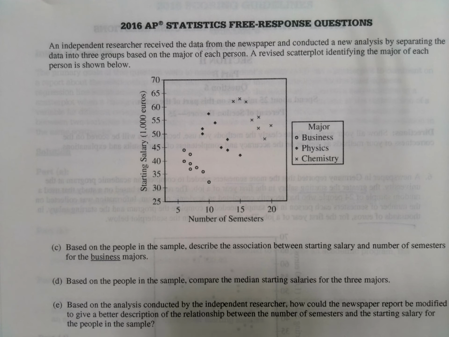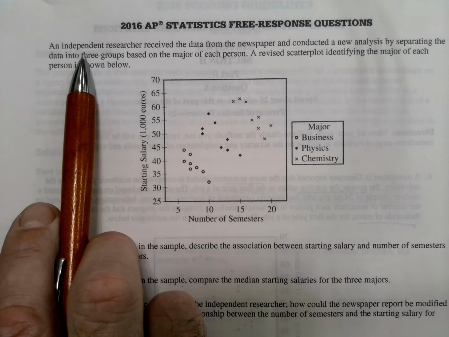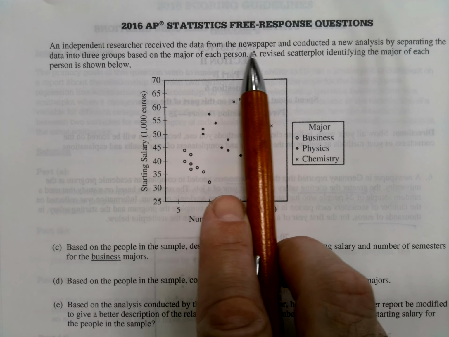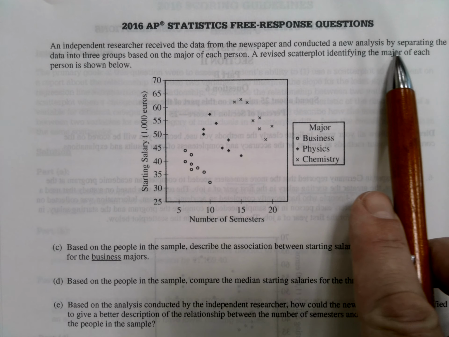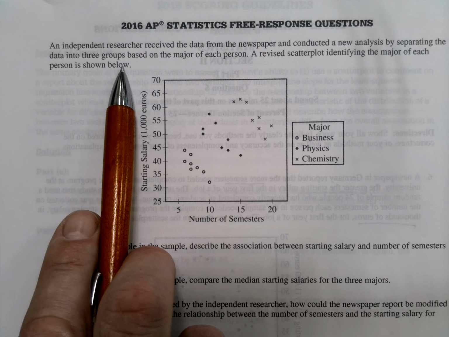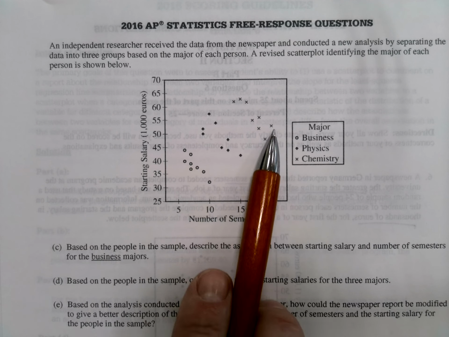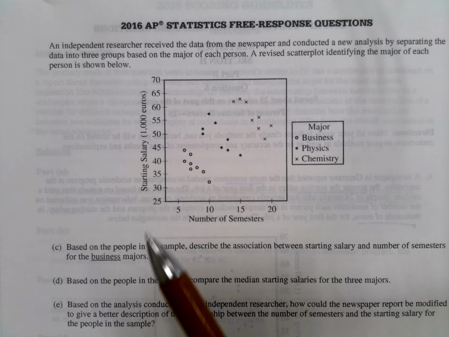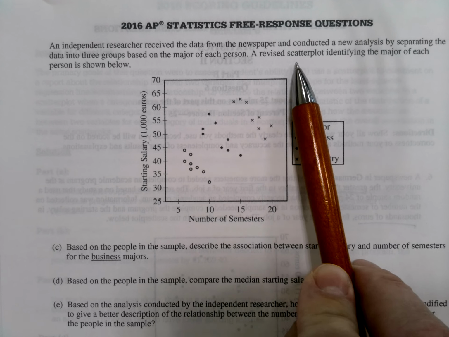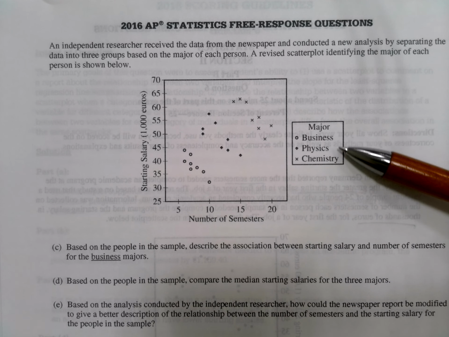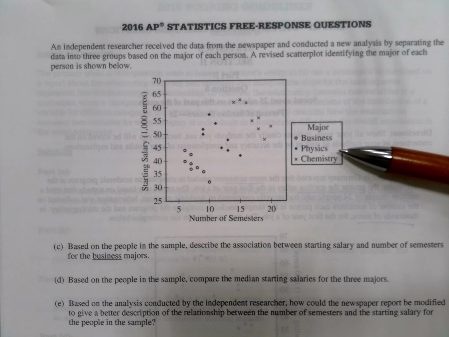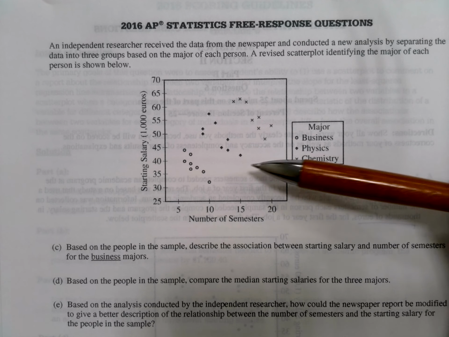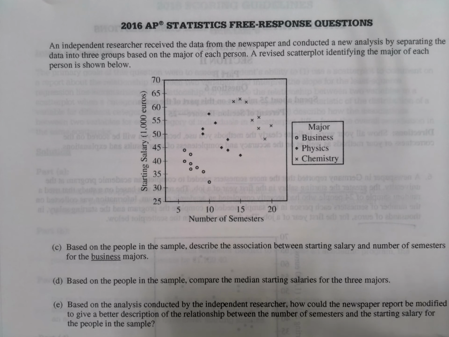All right, an independent researcher, so this is somebody else, received the data from the newspaper and conducted a new analysis by separating the data into 3 groups. They noticed the groups too, and they want to break them up to see what's going on. So the revised scatter plot has the different majors on it. We have business down here, physics in the middle, and then chemistry up here.